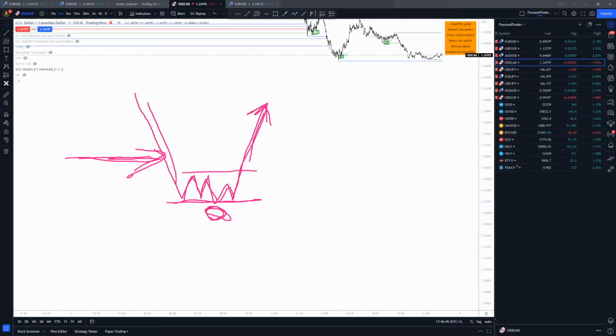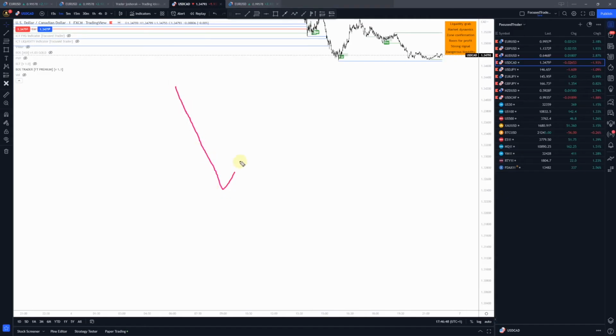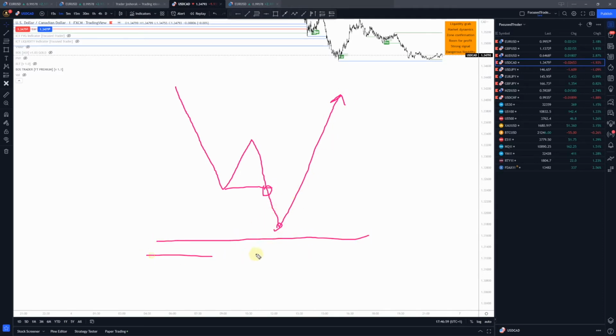And the second thing, you will have movement like this and this and this. So there is an internal liquidity grab here, and then there is continuation. But I will add liquidity lines here. So this will be a liquidity line here and here.